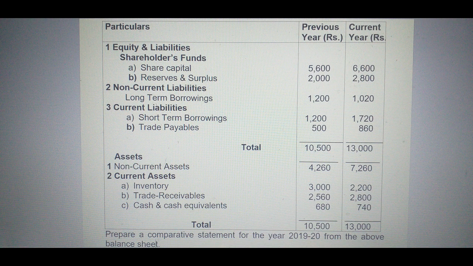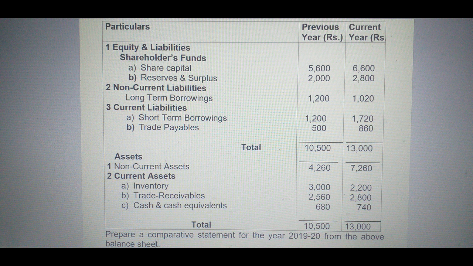Particulars: previous year, current year. Equity and liabilities. Shareholders' fund. Under this, A. Share capital 5,600 for previous year, 6,600 for current year. B. Reserves and surplus 2,000 for previous year, 2,800 for current year. Second, non-current liabilities. Under this, long-term borrowings 1,200 for previous year, 1,020 for current year. 3. Current liabilities. A. Short-term borrowings 1,200 for previous year, 1,720 for current year. B. Trade payables 500 for previous year, 860 for current year.